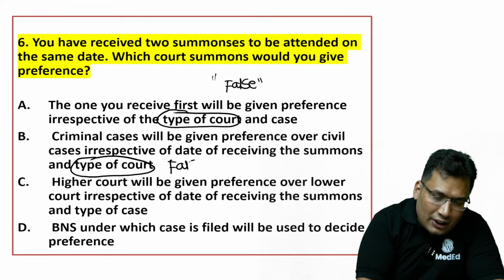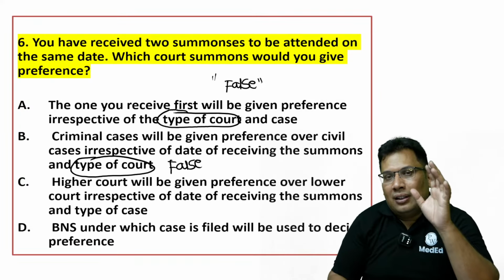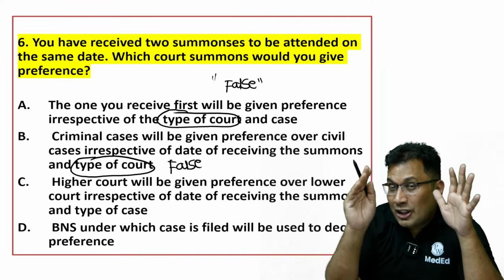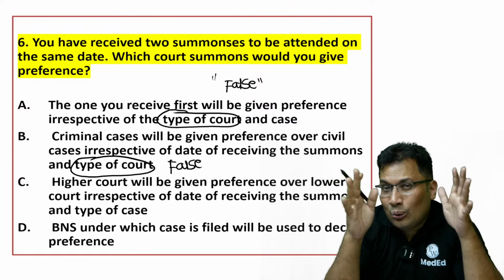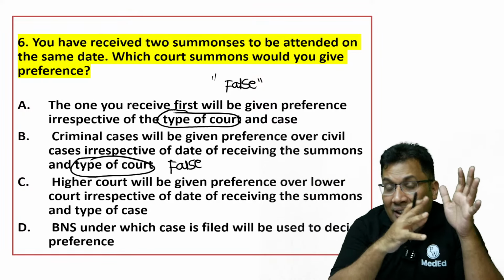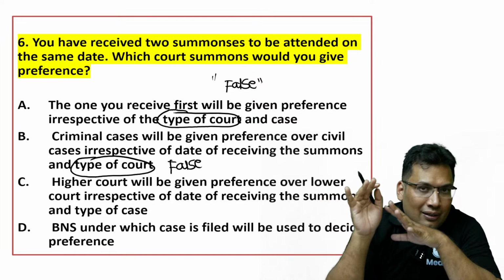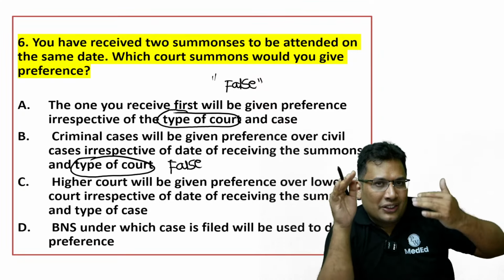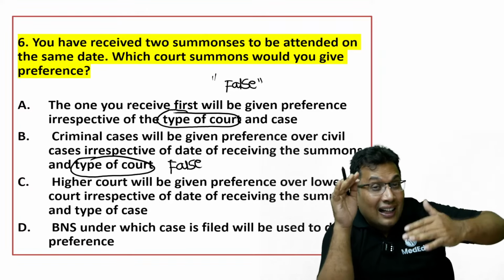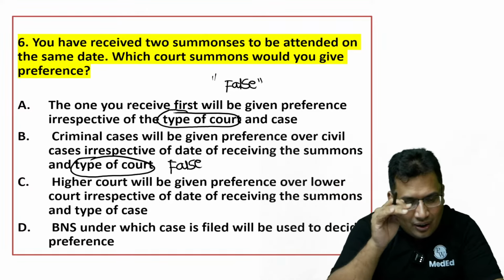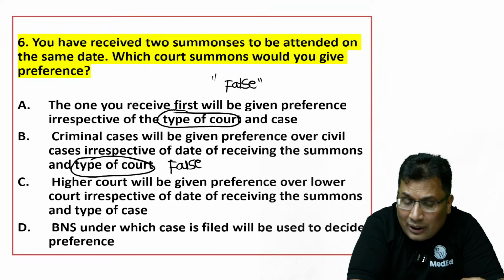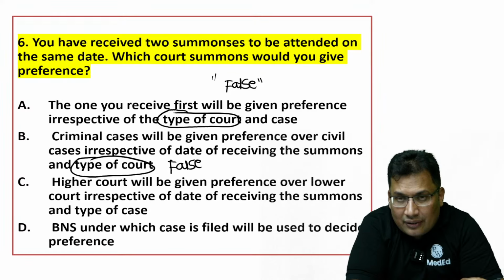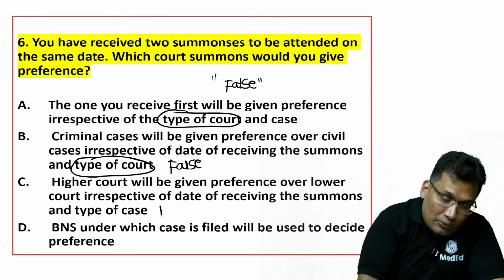False. ऐसा नहीं है. Like for example, a civil suit summons from the high court and a session court criminal case, I need to go to the high court and you need to inform the lower court as well. So it is the higher court that matters, like Supreme Court, High Court, Session Court. So there is a hierarchy. Okay? Higher court will be given preference over the lower court irrespective of date of receiving summons and type of case. Yes, that is always true.